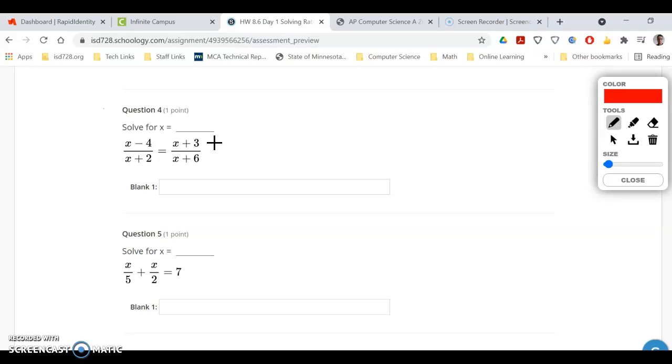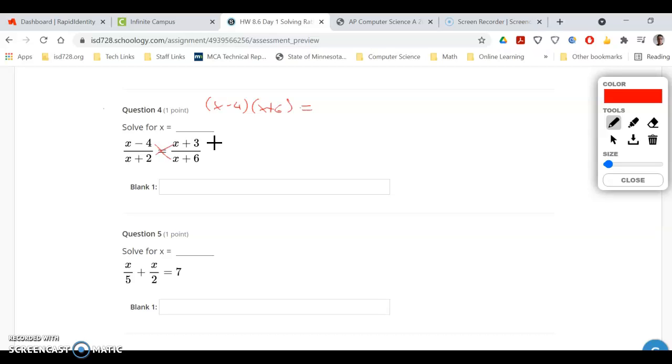This is 8.6 day 1 homework, and we've got to solve number 4 here. There's a couple ways to do this. So probably the easiest way, honestly, is just to do cross products. When you have fraction equals fraction, you can say the two things across from each other multiply together to equal the other two things that are across from each other.